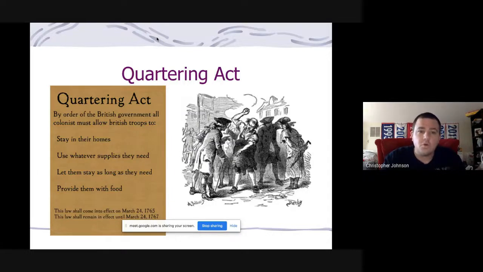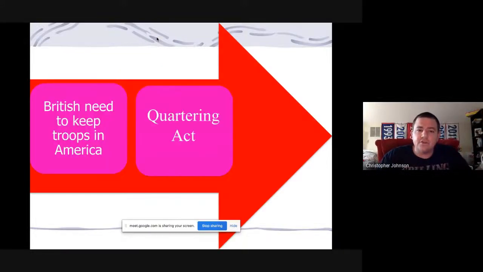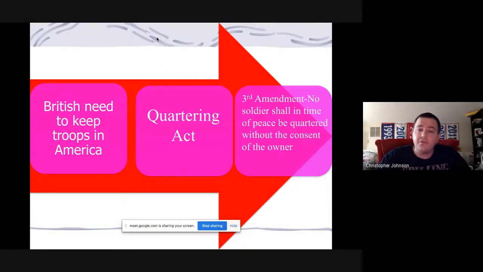But there was no war. Why are you having British soldiers staying here in America when there is no war? If there's a war going on, I understand that, but there was no war. And so the Quartering Act is actually going to later inspire the Third Amendment.